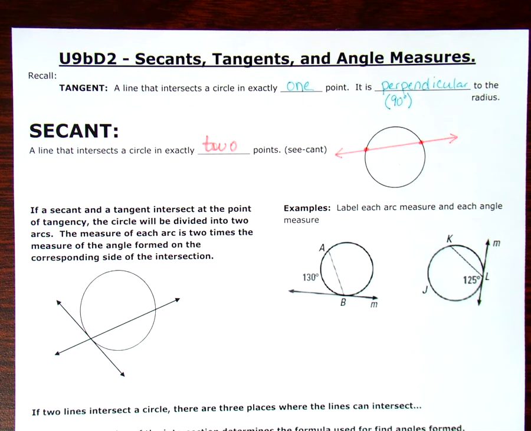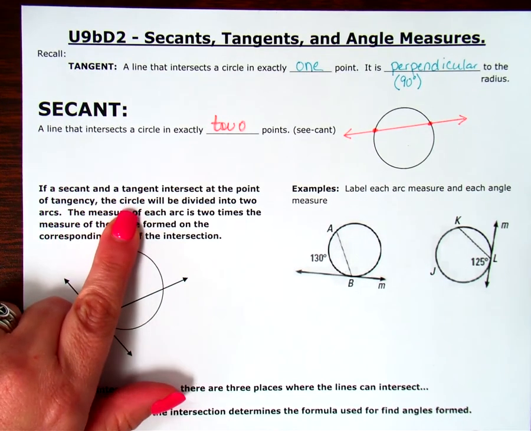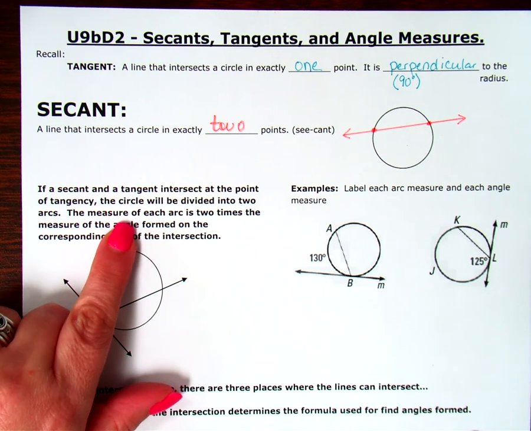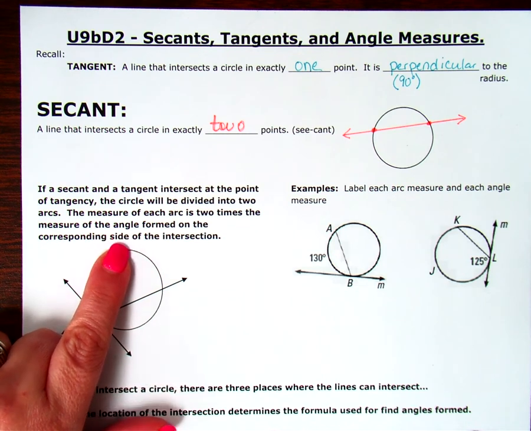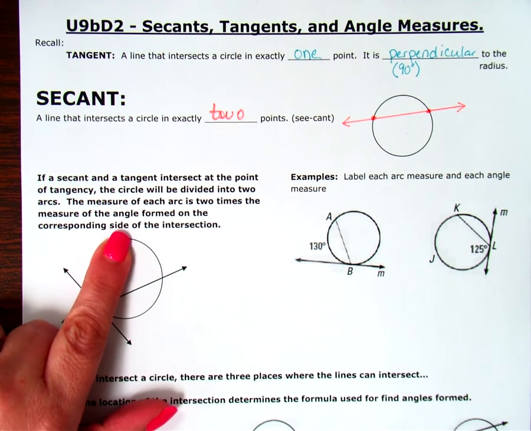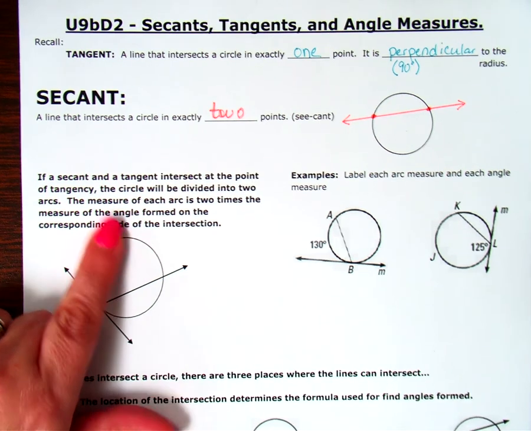Okay? If a secant and a tangent intersect at the point of tangency, the circle will be divided into two arcs. The measure of each arc is 2 times the measure of the angle formed on the corresponding side of the intersection. So there's kind of a lot going on with this paragraph. Let's break it down and see what it's talking about.